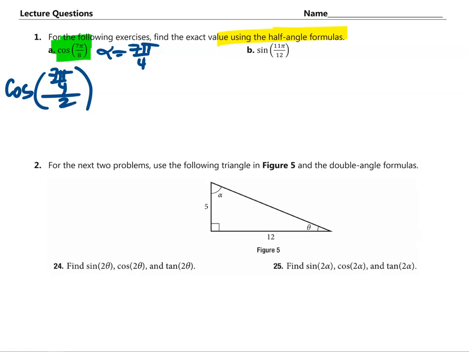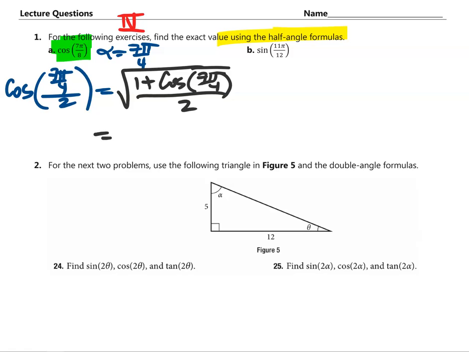And now 7 pi over 8, cosine is positive and is in quadrant 4. Okay, so this is in quadrant 4 and cosine is positive. So that's going to be equal to the square root of 1 plus cosine of 7 pi over 4 over 2.